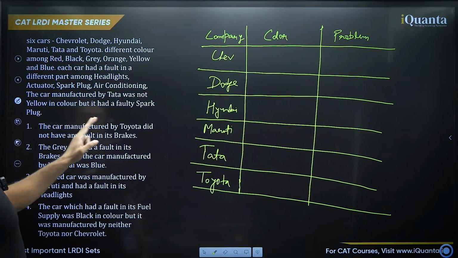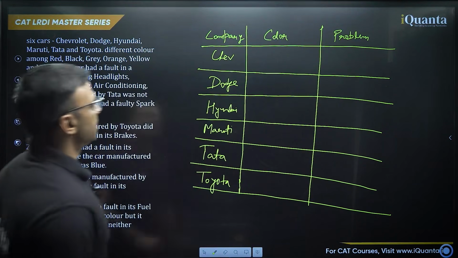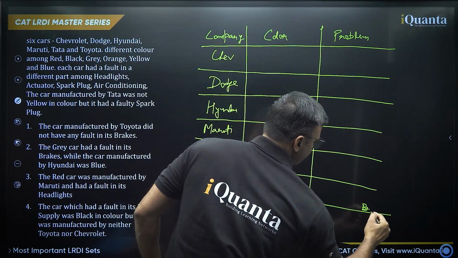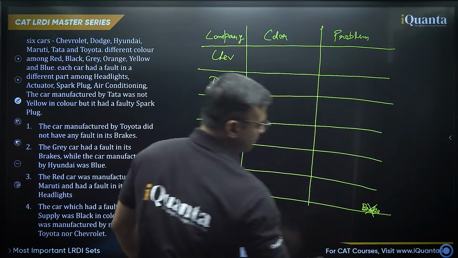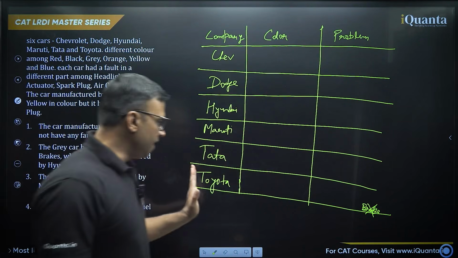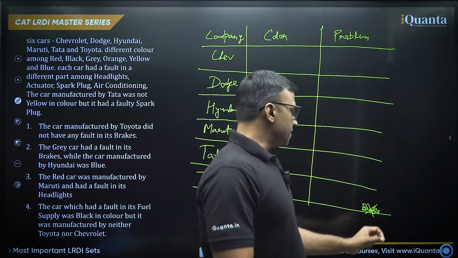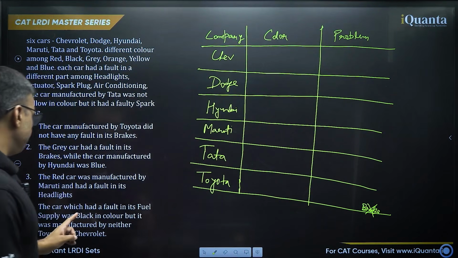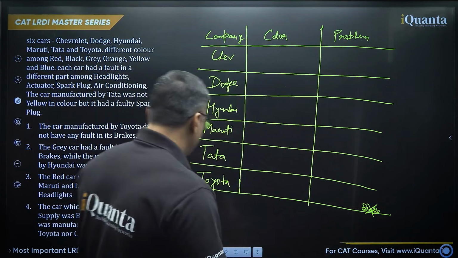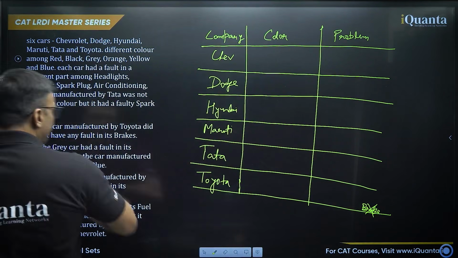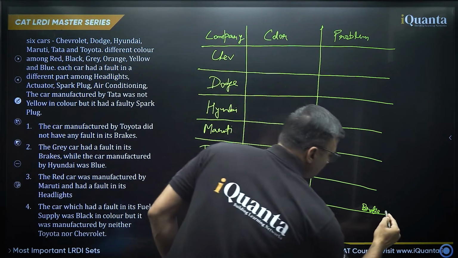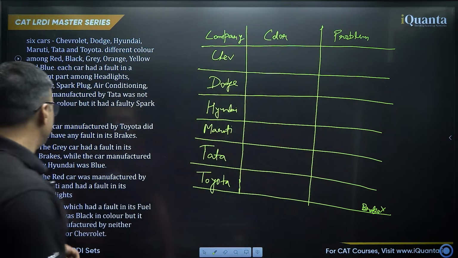The car manufactured by Toyota did not have any fault in its brakes. So for Toyota, in the problem section, we will write brakes and we'll cut it. So we know that the brakes cannot come there. This is what I mean by elimination. So one thing is very clear that in the Toyota row, in the problem section, we will not have brakes. Okay. Now you can use any kind of notation. What I do is I write the name of that item and I put a cross mark on the side. So I put a cross mark for brakes here. Right.